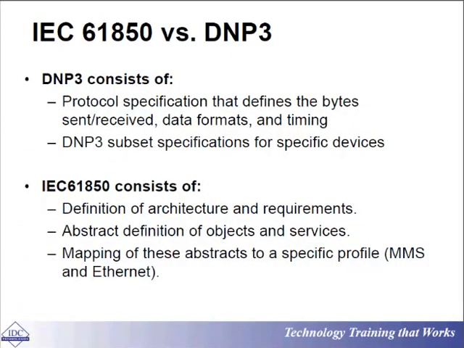So therefore, as a way of comparison between DNP3 and IEC 61850: the DNP3 protocol specifies, defines the bytes sent, received, data formats, and timing. However, this 61850 is based on mapping, profiles, objects, services.